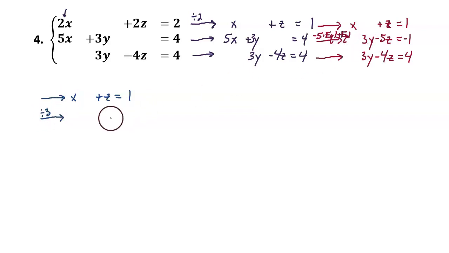3y divided by 3 makes 1y. Negative 5z divided by 3 makes negative 5/3 z. Negative 1 divided by 3 makes negative 1/3. For my third equation, I'm going to make no changes at this time.